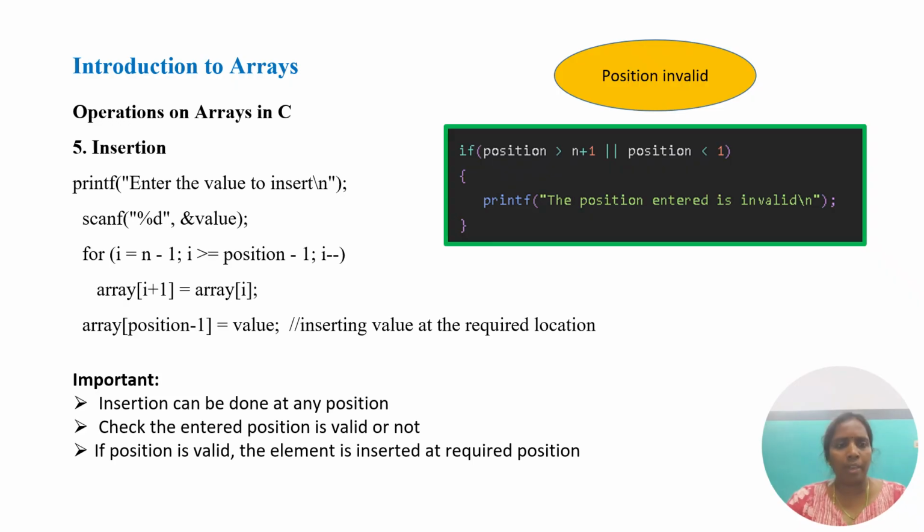If you want to insert an element in an array, we can go for insertion. This is a small code snippet showing that if position is greater than n plus 1 or position is less than 1, the position entered is invalid. For example, with 1, 2, 3, 4, if you want to insert an element between 2 and 3, with a value such as 5, you can insert it using this code snippet.